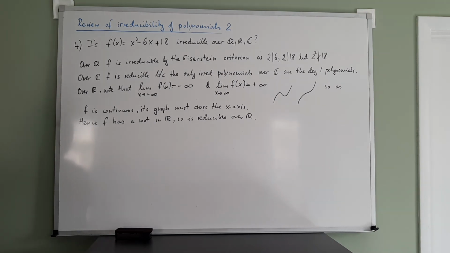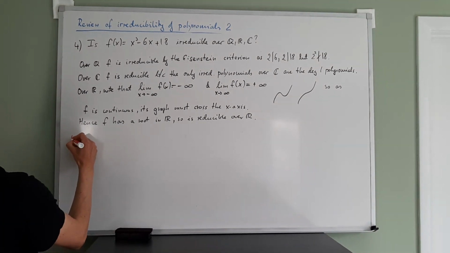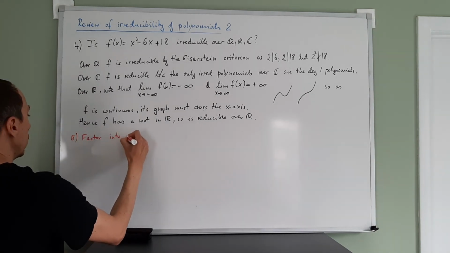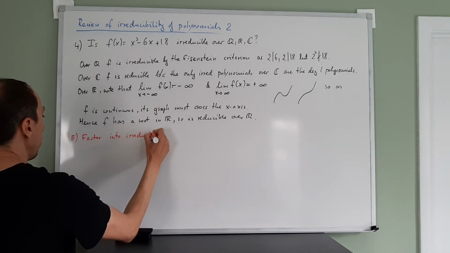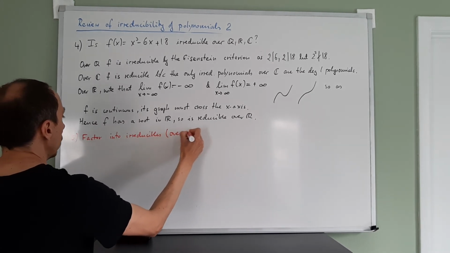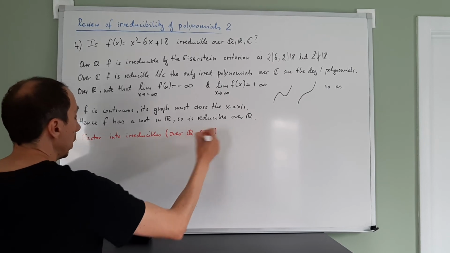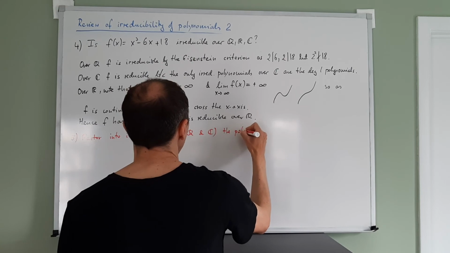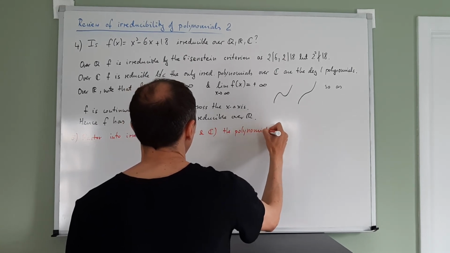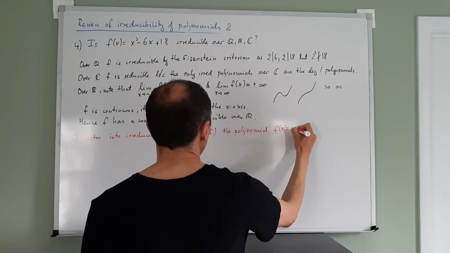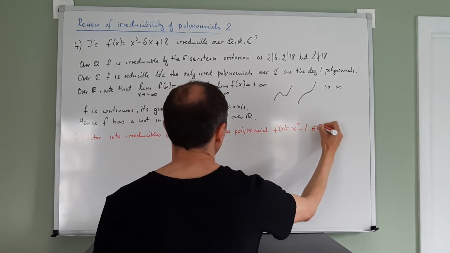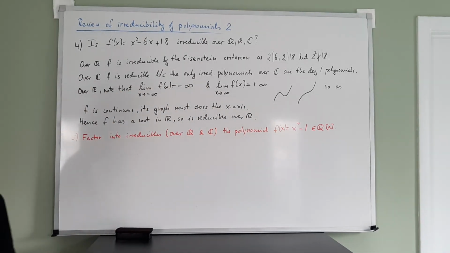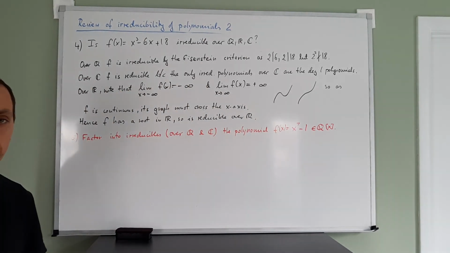All right, and finally, the last question is this. Factor into irreducibles over Q and C. Note, I'm not asking about the real numbers. The polynomial f of x equal to x to the 7 minus 1. Again, I encourage you to pause the video and try to do this yourself.